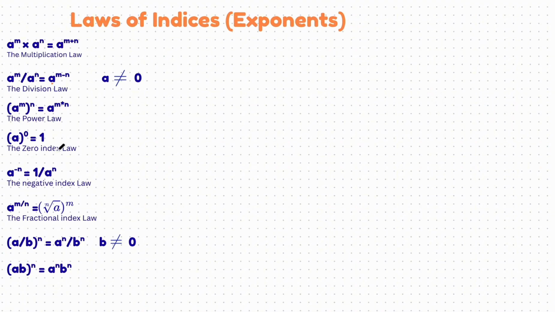What about our zero index law? The zero index law is where any non-zero value raised to the power of 0 is equal to 1. So we have here a raised to the power of 0, we get 1. Let's look at an example. Say you were given 2 to the power of 0, this would equal 1.